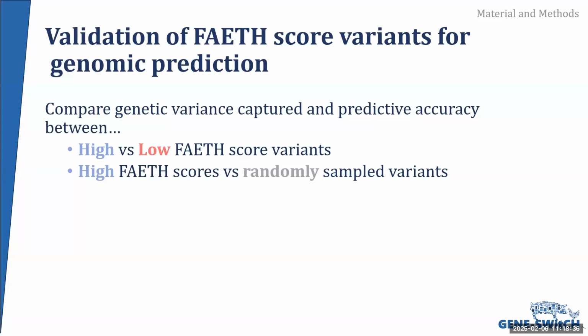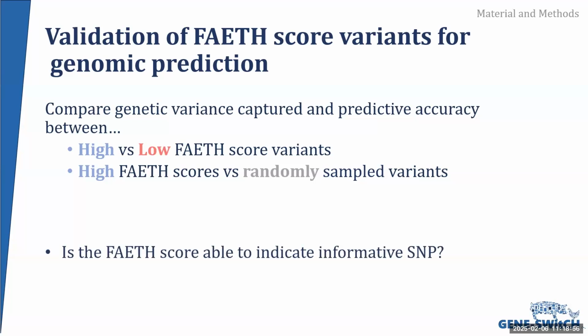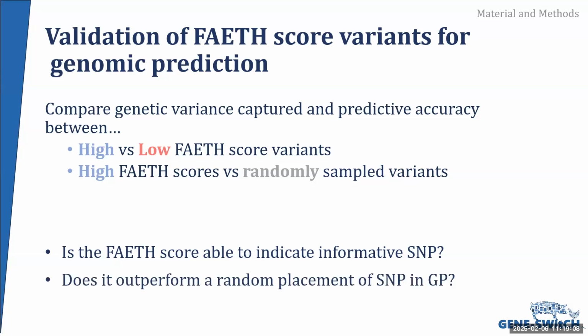And Bruno conducted a comparison between markers that had high FAITH scores versus low FAITH scores, and then also collected a random sampling of variants distributed across the genome to compare against the high variants as well. The questions answered here are, is the FAITH score able to correctly identify more informative markers than just random chance? And also, will the high and low FAITH score variants indicate the proportion of the variance that is captured?